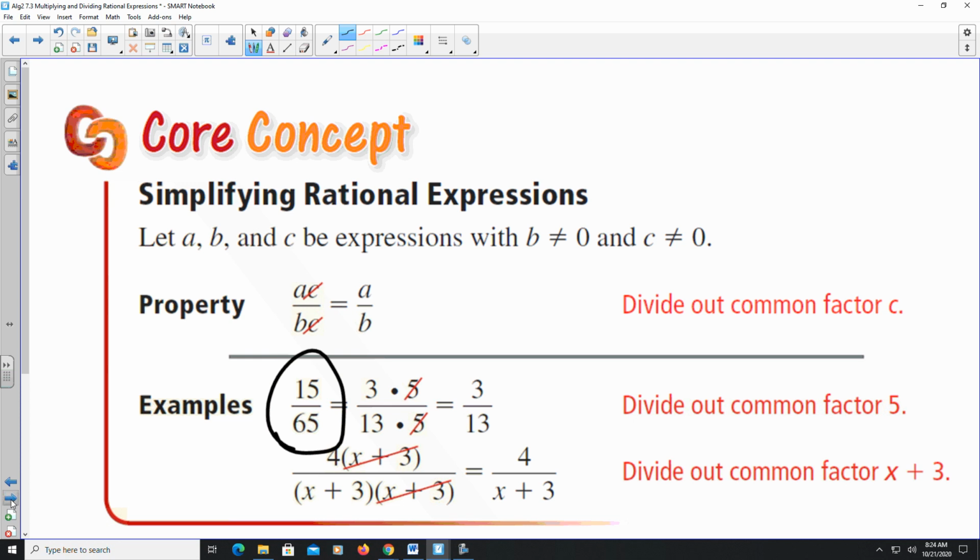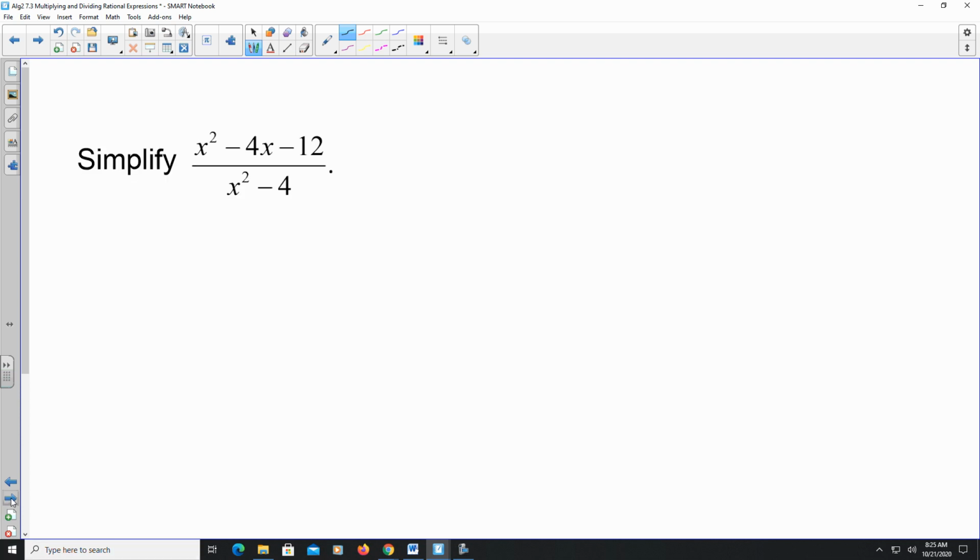What I would try to do, especially when we're dealing with polynomials in numerators and denominators, is factor things and try to get the exact same factors in numerator and denominator, which will then cancel out. So, for example, they're asking us to simplify x squared minus 4x minus 12, all divided by x squared minus 4. For this situation, we are going to factor both the numerator and denominator.